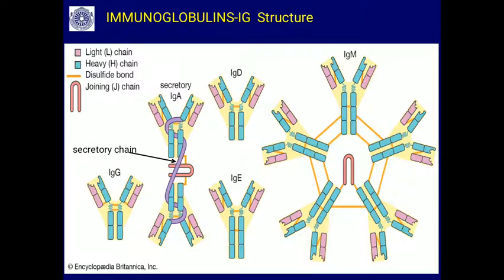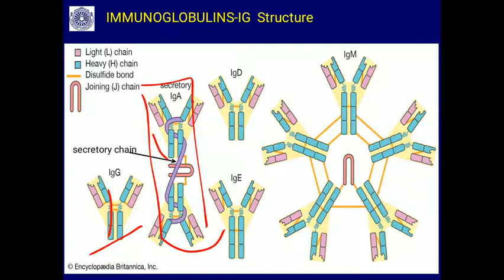Now the structure. This is IgG, which you have studied. You will find the heavy chain constant 3 units. IgA in a dimeric form has one unit and another unit held by a joining chain, the J chain, and you can see the disulfide bond. It also has a secretory chain. And this is the IgD.